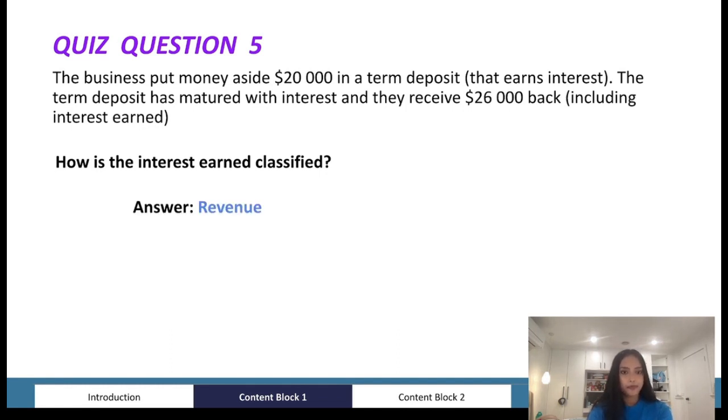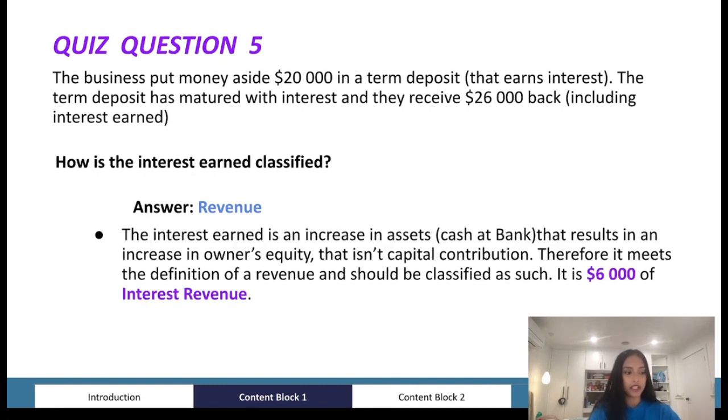Okay, so the correct classification is revenue, and that's because the interest earned is an increase in assets that leads to an increase in owner's equity that is in capital contribution. So it would be $6,000 worth of interest revenue. And again, specific dollar amount used, the term is stated, and the definition.